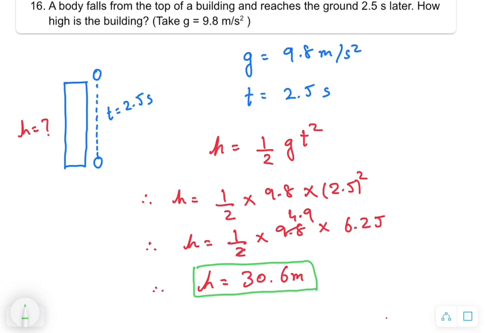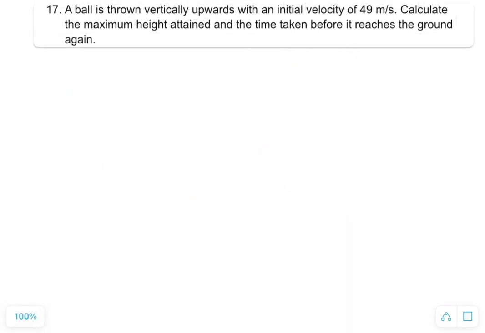It took 2.5 seconds for the object to reach the ground. h is 30.6 meters. A ball is thrown vertically upwards with an initial velocity of 49 meters per second. Calculate the maximum height attained and the time taken before it reaches the ground.